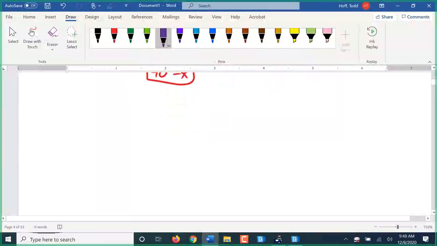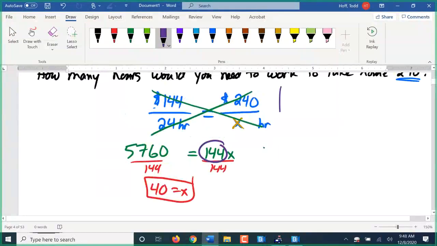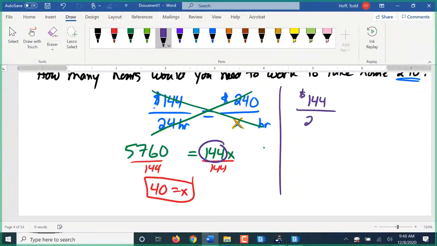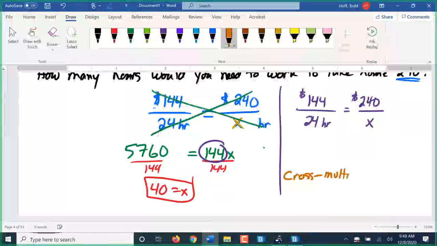So if I have that type of a proportion here, $144 over 24 hours, and I'm comparing it to $240 over X, there is a shortcut. Rather than doing the cross products and writing the equation, I can simply shorten it to something called cross multiply and divide.